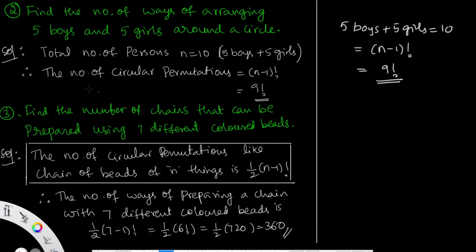Then go to the third one: find the number of chains that can be prepared using 7 different colored beads.